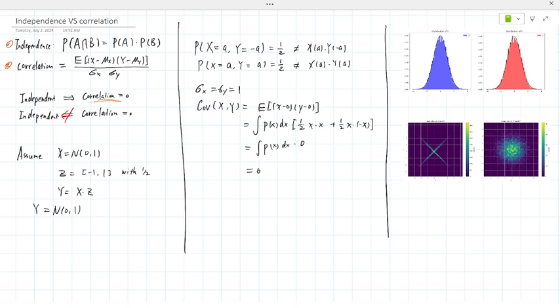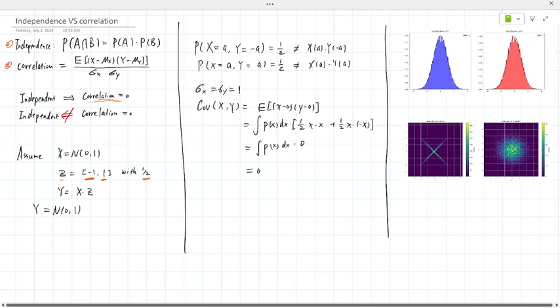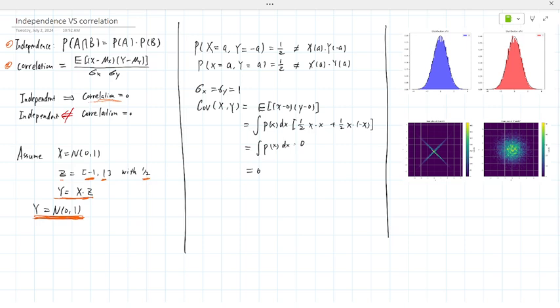Here's an example. If we have a standard normal distribution as x, and z as a function that gives you -1 and 1 with half probability each, and set y equal to x multiplied by z, this makes them dependent on each other, even though by the look of it, y is just a normal distribution. Why just a normal distribution?